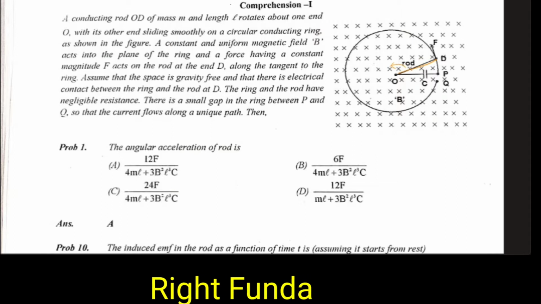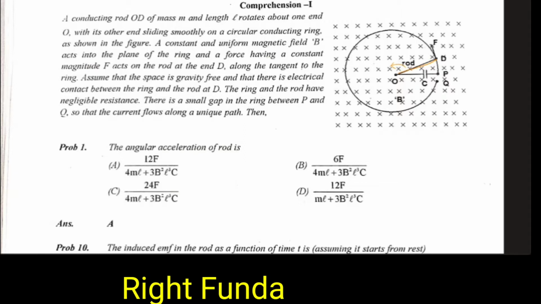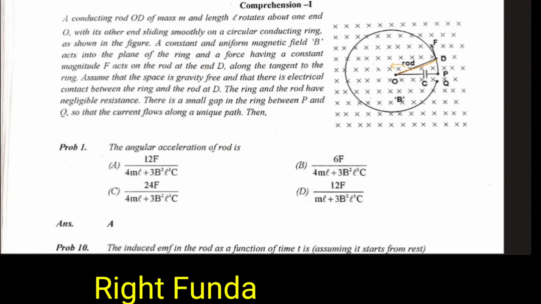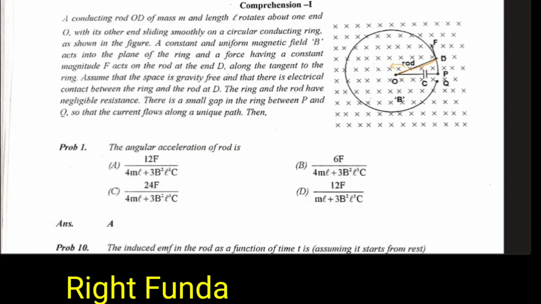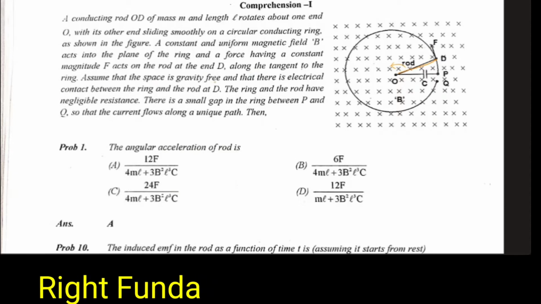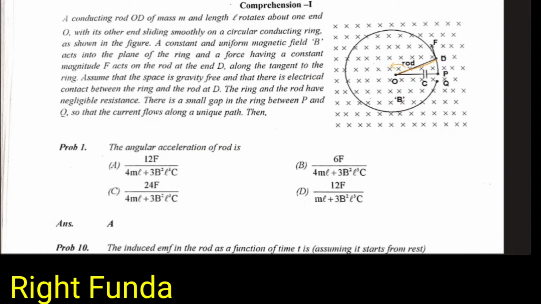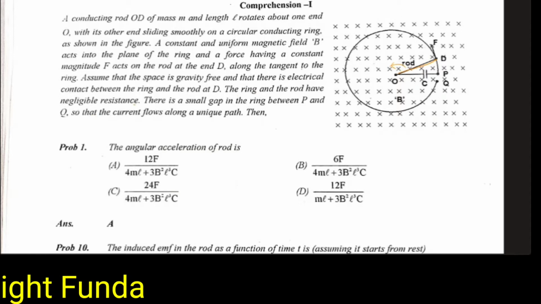A constant and uniform magnetic field B acts into the plane of the ring, and a force having a constant magnitude capital F acts on the rod at the end D. At this point there is a force along the tangent to the ring. Assume that the space is gravity free and there is electrical contact between the ring and the rod at D. The ring and the rod have negligible resistance.